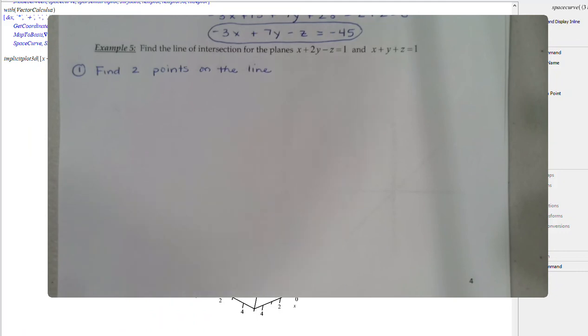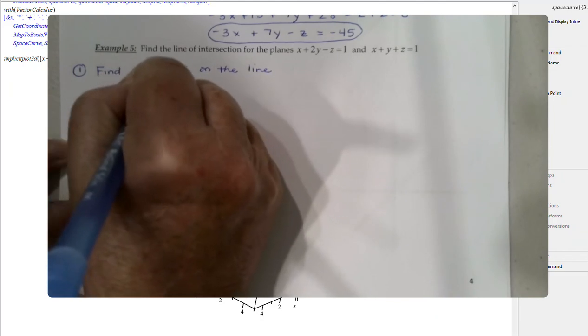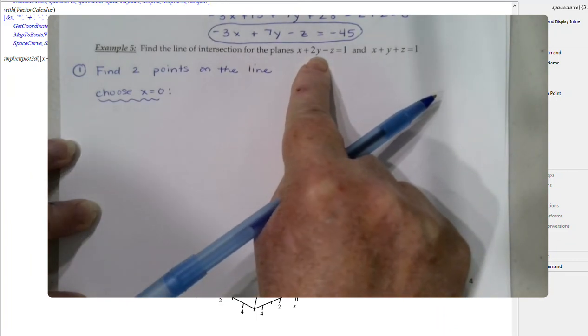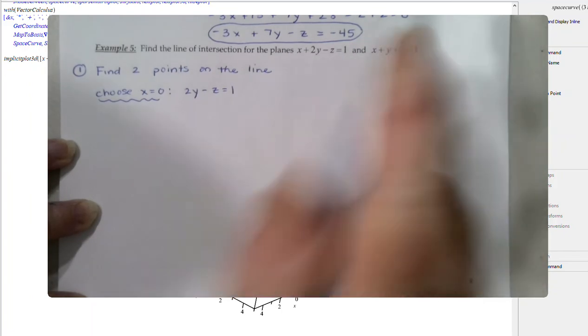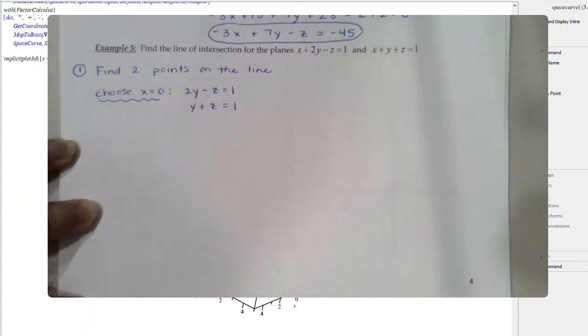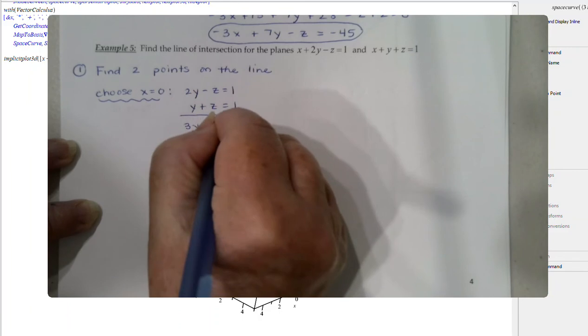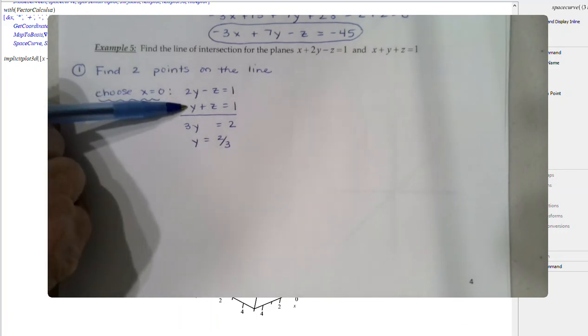So what I'm going to do is I'm going to choose a couple of x values. Nothing special about x. You can choose anything you want. But I'm just going to choose a couple of x values and figure out the y's and z's that go with them. You could have chosen y's or chosen z's. That's completely up to you. So I'm going to start by saying, let's start by choosing x equals 0. If x is 0, the first equation just becomes 2y minus z equals 1. And the second equation just becomes y plus z equals 1. And now I've got 2 equations and 2 unknowns that I can solve. As a matter of fact, these are set up to eliminate the z's perfectly. So that gives me y equals 2/3. And you can see right in here, if y is 2/3, z would have to be 1/3.